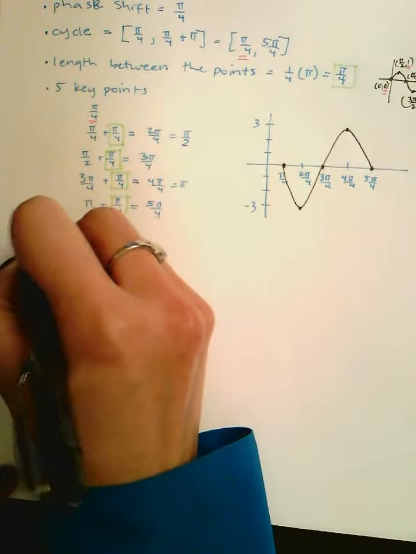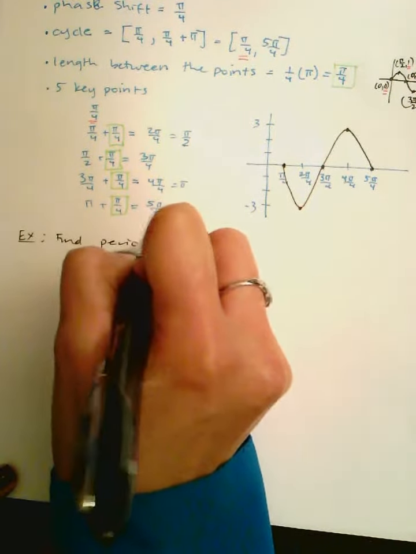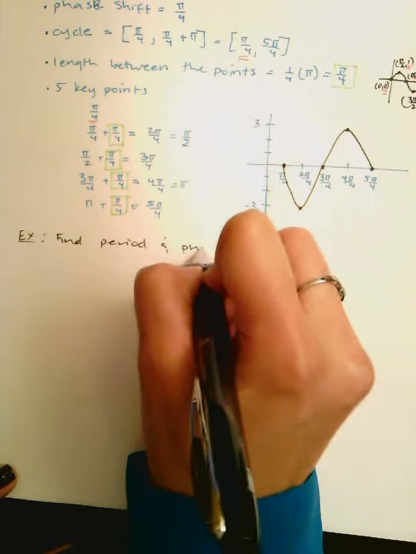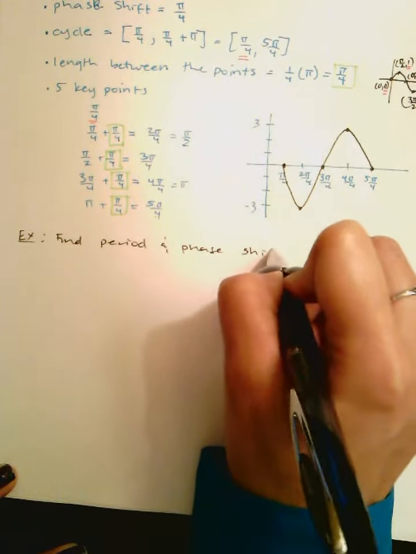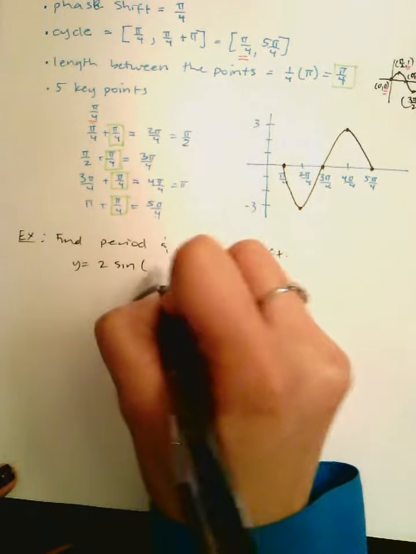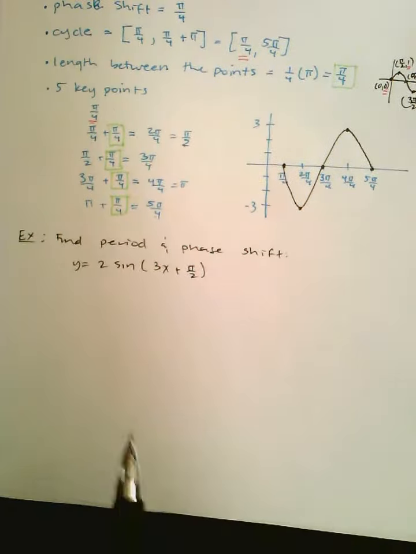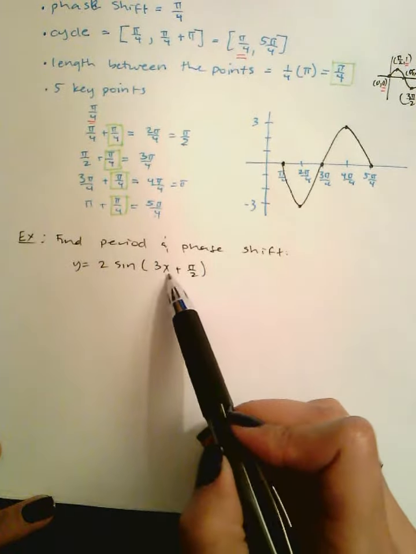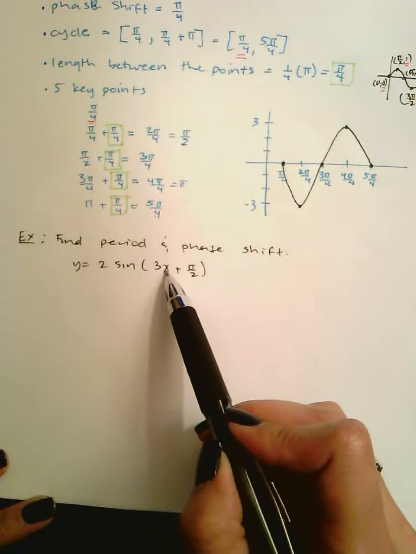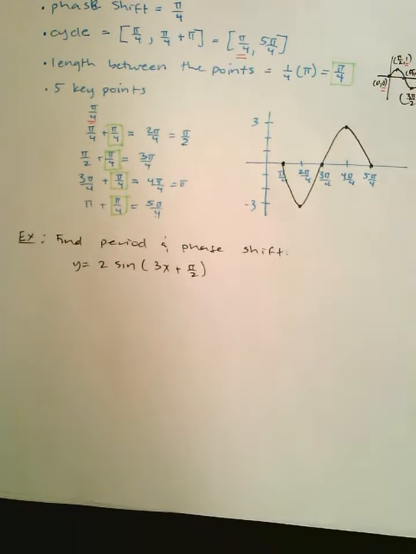So let's go ahead and do that for the next example. On the next one, just find the period and the phase shift for y equals 2 sine of 3x plus pi over 2. Because we don't want a number in front of the x, we're going to factor it out, but we're going to factor it out of both of these. If we factor it out, it's the same thing as dividing it out.